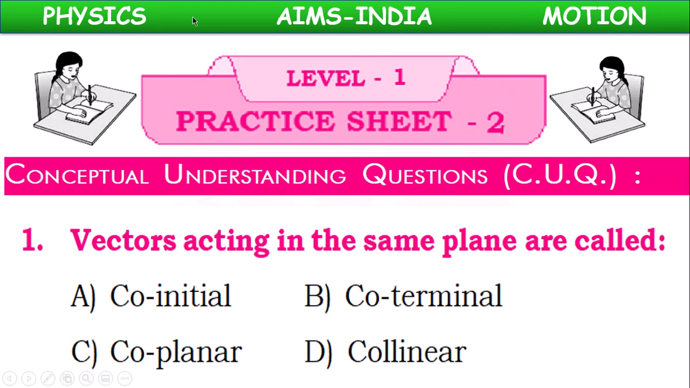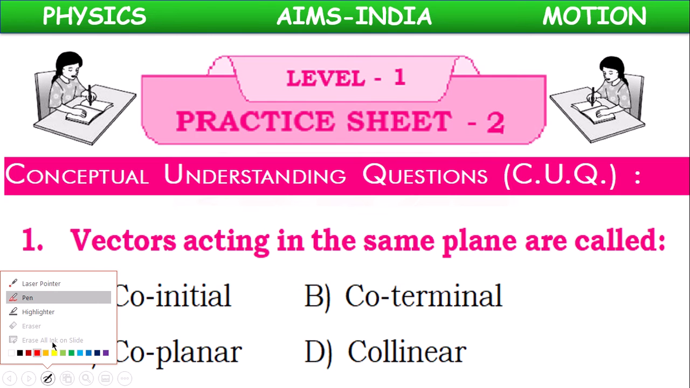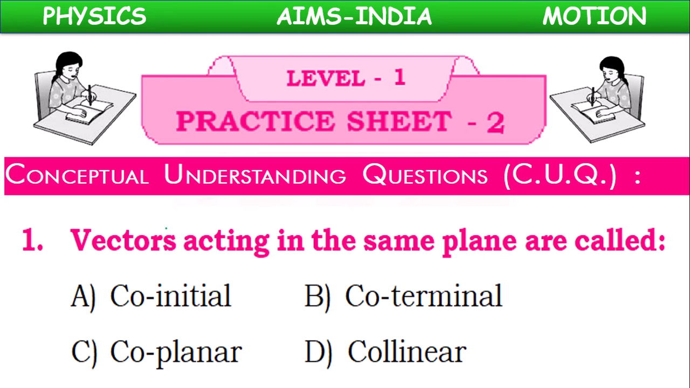Now let's start practice sheet problems, children. So we have level 1, practice sheet 2. The question type is conceptual understanding type. In that, the first question is a single correct answer type question, children. You will be given 4 options, and out of the 4 options, 1 option will be the correct answer.